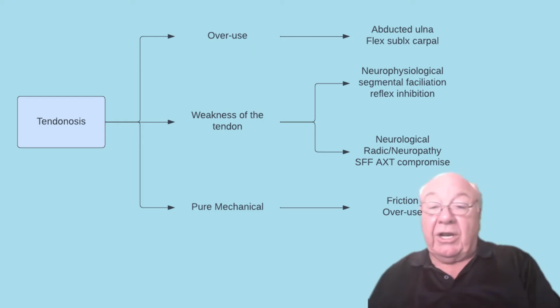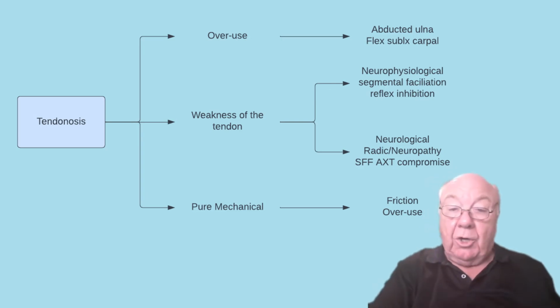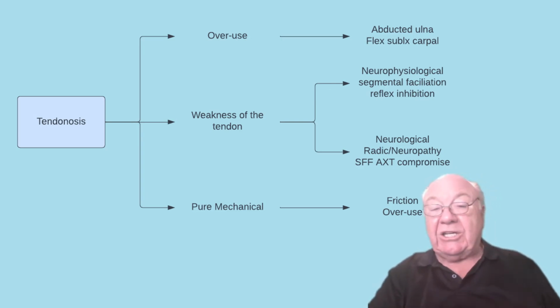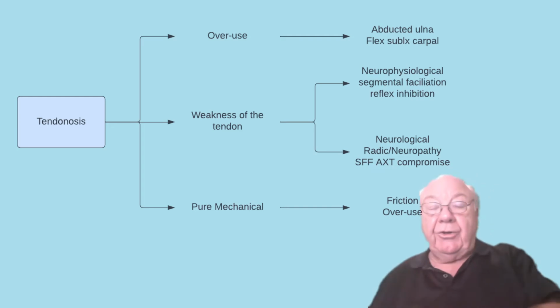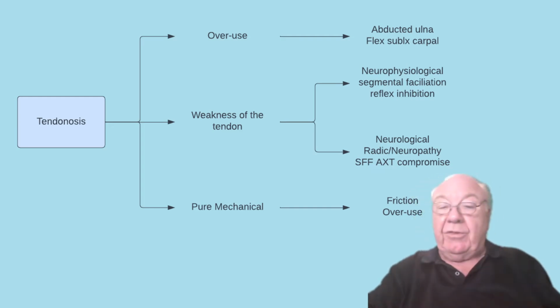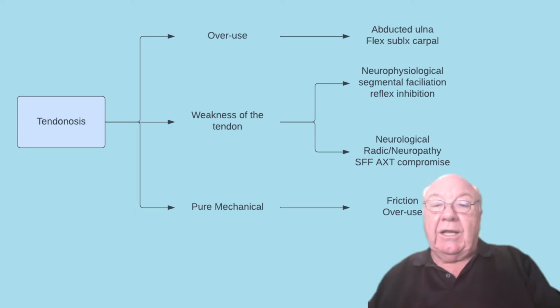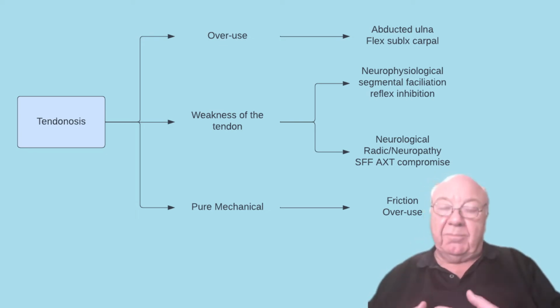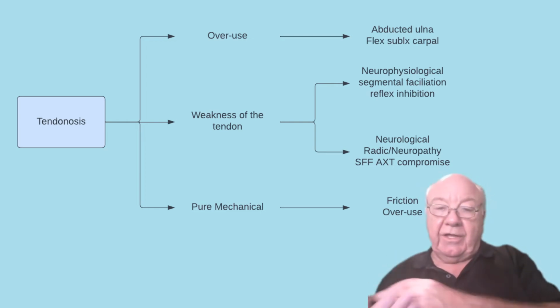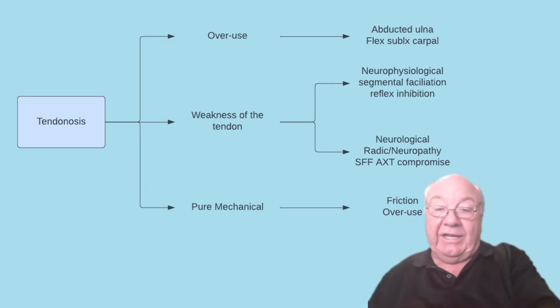Okay, so we've basically got three major causes. Overuse, which is actually a mixture of overuse and neurophysiological problems. This is now internal overuse. So an abducted ulna or flexion subluxation of the carpals, limited wrist extension. Again, that altered proprioception could make the muscle overwork to try and gain the extension it truly thinks it needs.